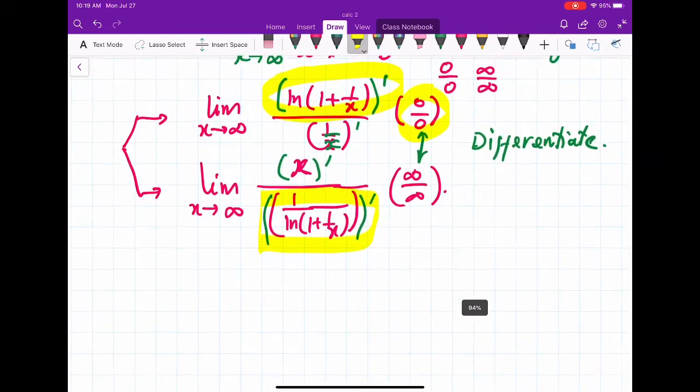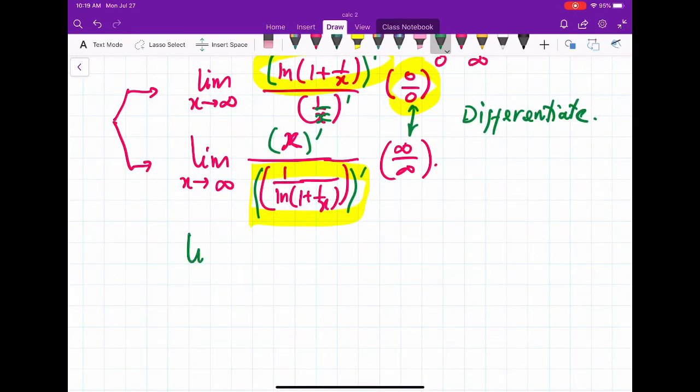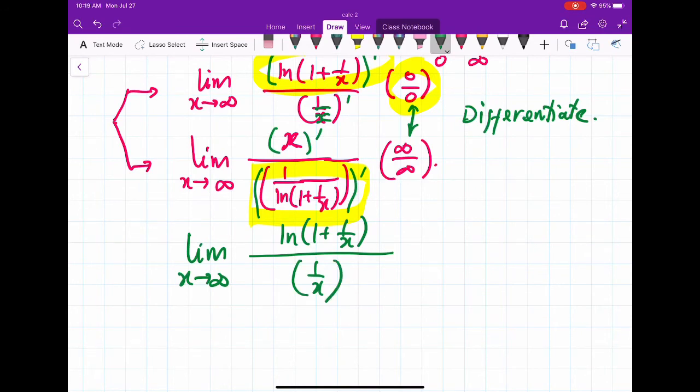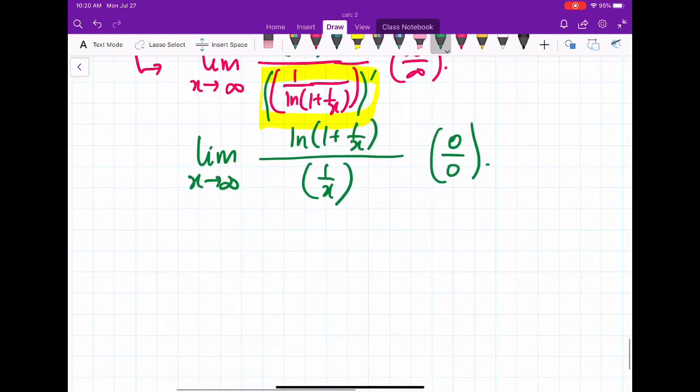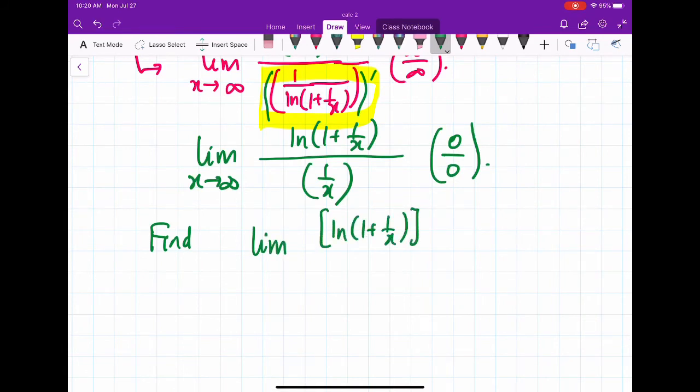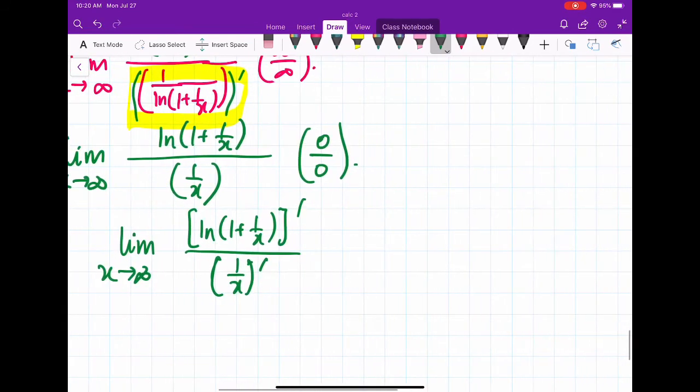So let me choose that. I write here the limit as x approaches infinity. In here I have ln of 1 plus 1 over x. In here I have 1 over x, right? And I need to consider this is 0 over 0. I need to find the limit of the derivative of ln of 1 plus 1 over x over the derivative of 1 over x, as x approaches infinity. Okay, let's differentiate.